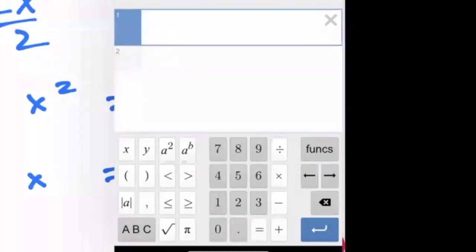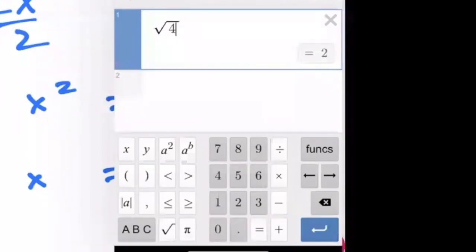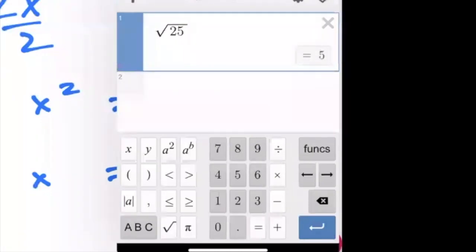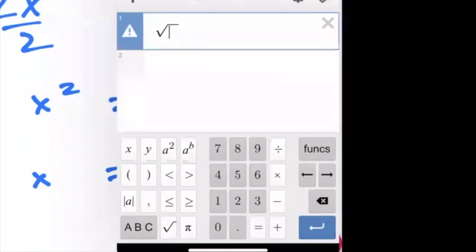But I could take the square root of some other numbers, like if I did the square root of 4, I get whole number 2. Or if I do the square root of 16, I get 4, another whole number. If I did 25, that's equal to 5. I can keep going.